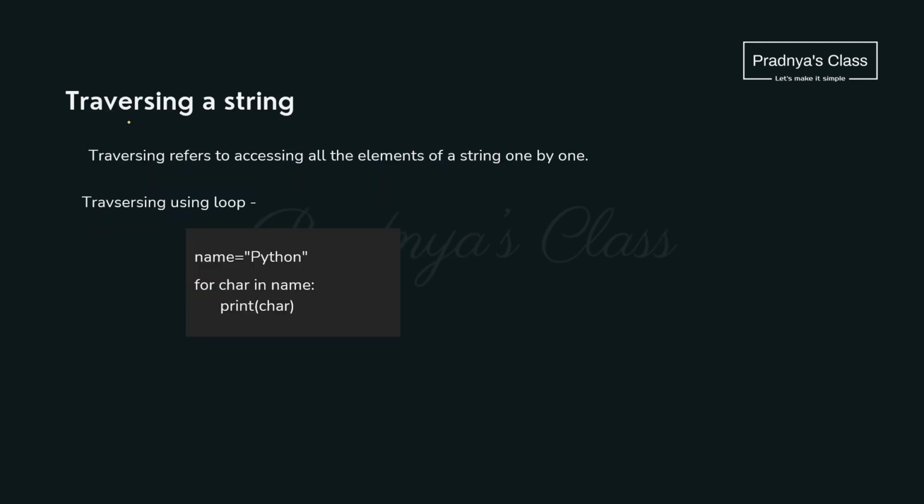Let's understand how to traverse the string. For traversing, we will be using a for loop. For any variable you can take, using the membership operator, you can iterate over the string. This variable will iterate over each and every character of the string. So this is how we iterate over the string.